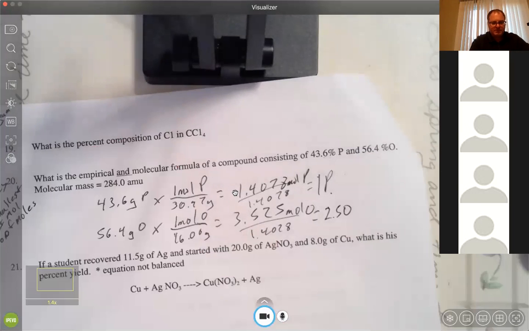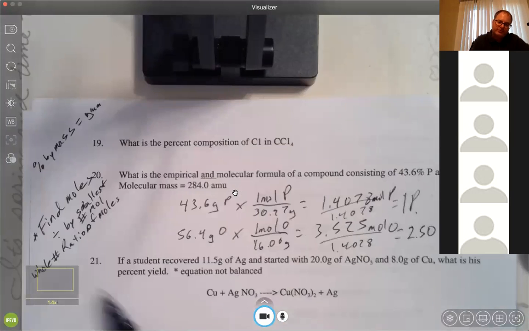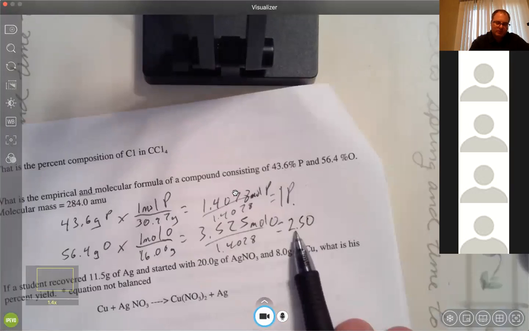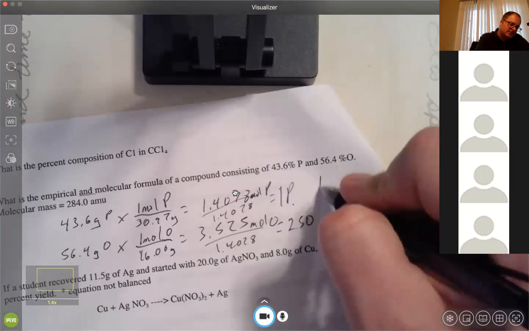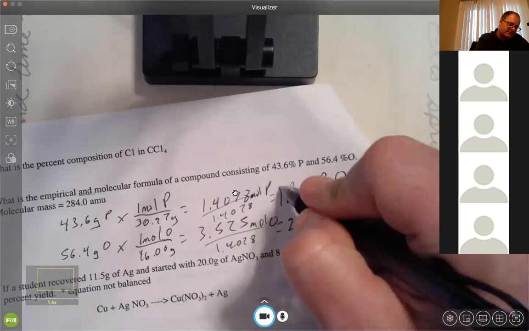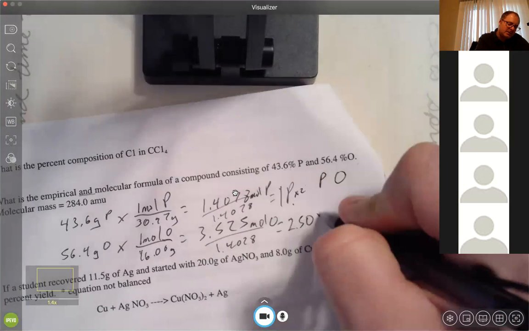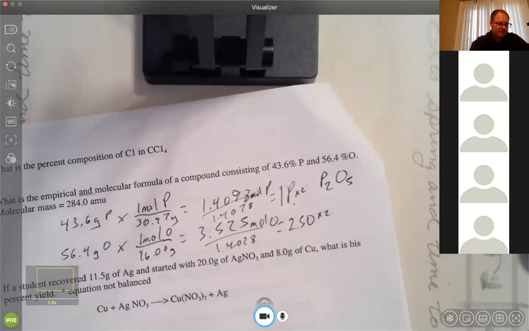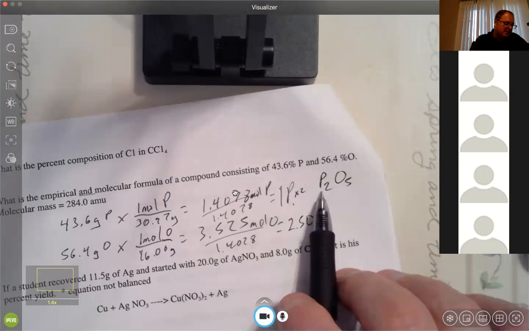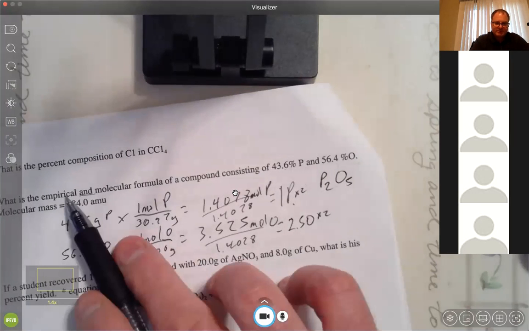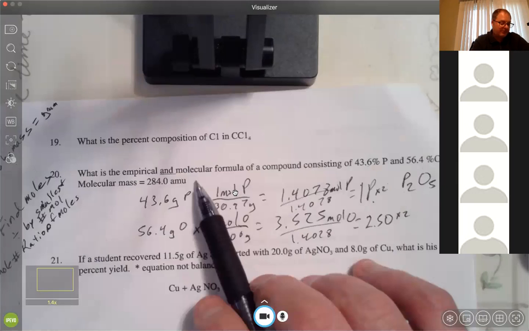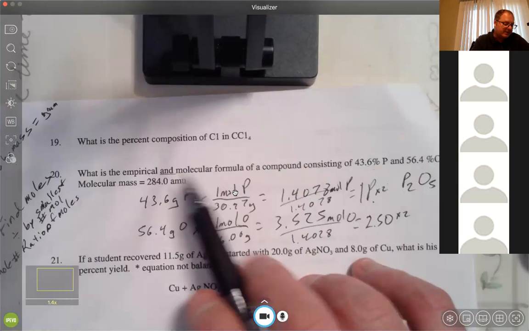Remember, I did say that this needs to be a whole number ratio of moles. So 1 to 2.5 won't work. Instead, I multiply each of these by 2, and I get P2O5. That is the empirical formula, the most reduced. Now it wants us to find the molecular formula, and it's given us the molecular mass.